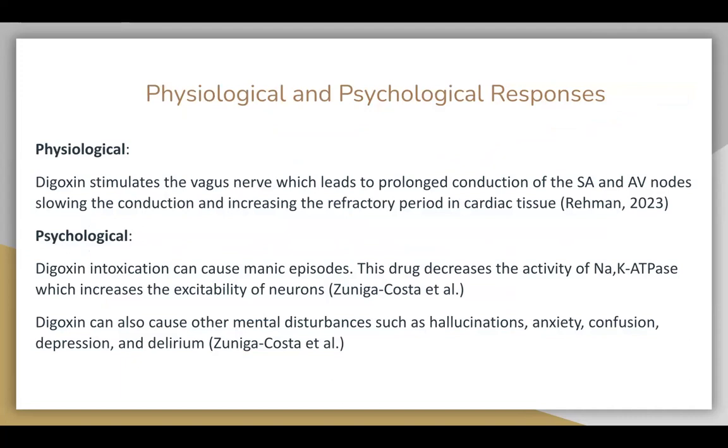The psychological response of digoxin is that with toxicity, manic episodes can occur. This drug decreases the activity of the sodium-potassium ATPase, which increases the excitability of neurons. That increase will cause the patient to present symptoms of mania. There are also other mental disturbances that digoxin can cause, including hallucinations, anxiety, confusion, depression, and delirium.